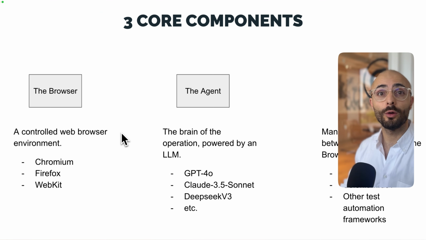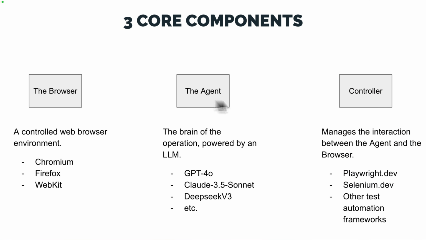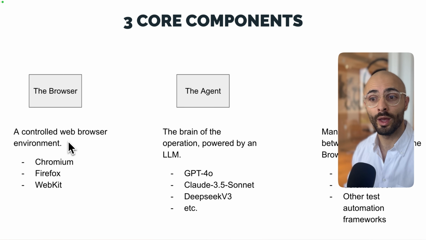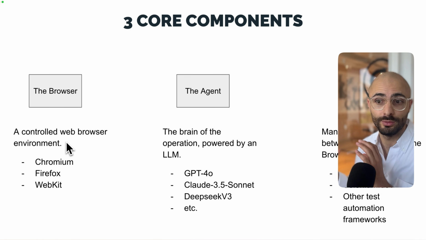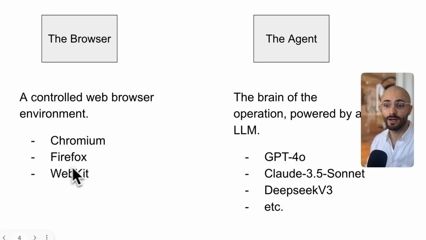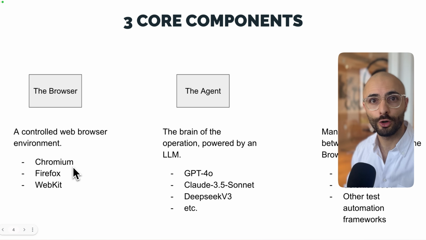So there's three core components to any computer using agents. There's the browser, the agent, and the controller. So the browser is basically a controlled web browser environment. So it's a separate browser to the one that's maybe currently open on your machine. It can work with either Chromium, Firefox, or WebKit. Chromium is browsers like Google Chrome or Microsoft Edge. Firefox is Mozilla Firefox, and WebKit is Apple Safari.